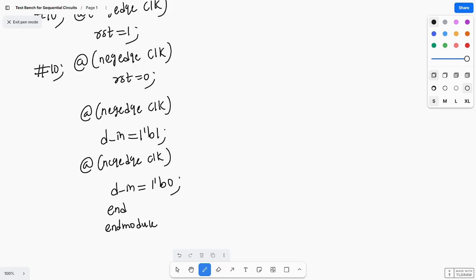Did you understand the test bench for D flip flop? Remaining flip flops: SR flip flop, shall I tell, or will you try? So you need to write SR, and D we already completed, JK and T. You need to write the test bench and verify your design.